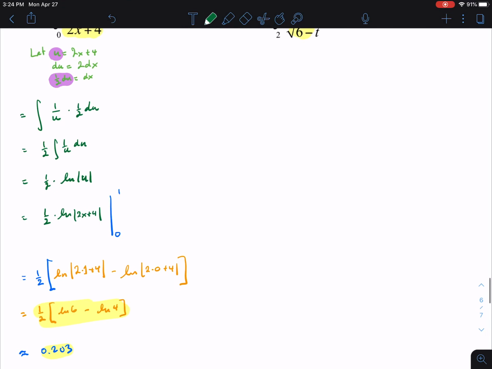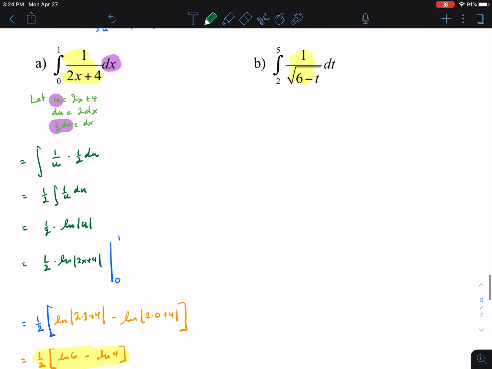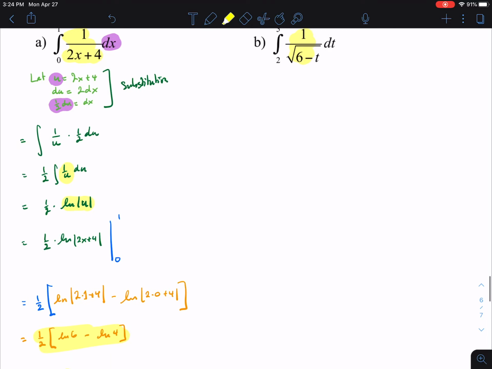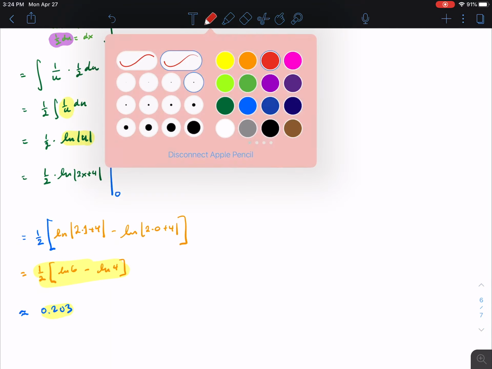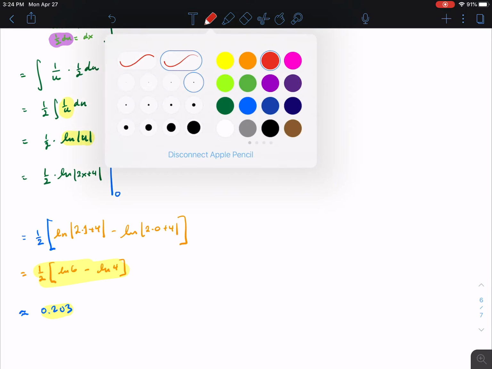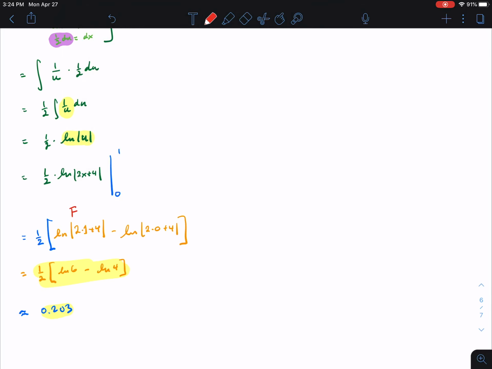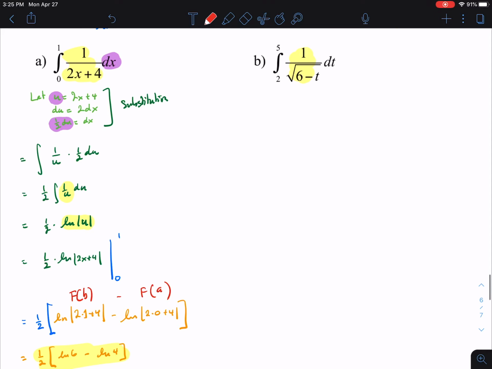All right. So as you see there, first we use u-substitution here, so that's the substitution method, to get into this form here. Now in that form, we know what the antiderivative of 1 over u is. And then we just follow the steps and apply the fundamental theorem of calculus. So again, this is our capital F of b, and this is the capital F of a. That's what we did there. All right. Moving on to the next example.